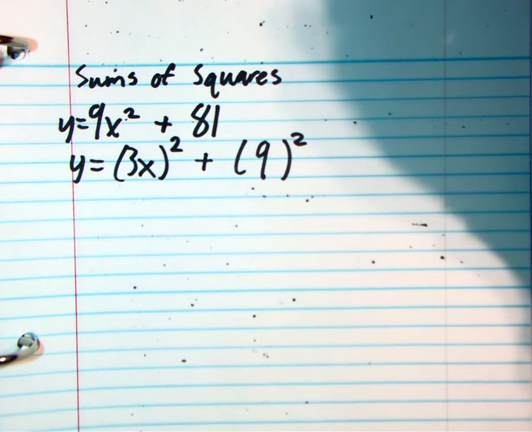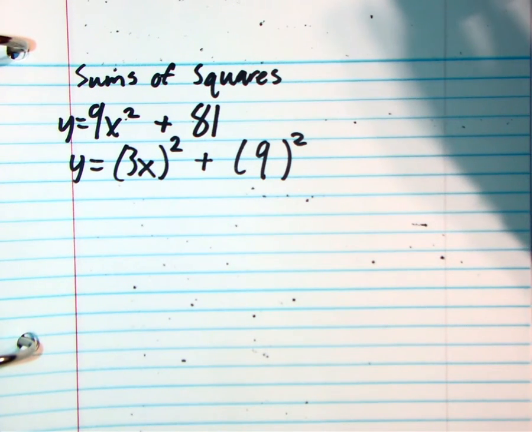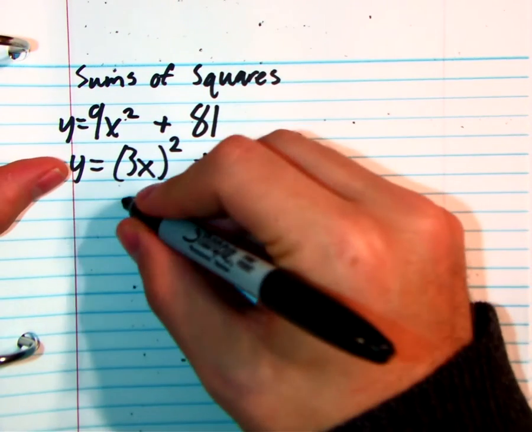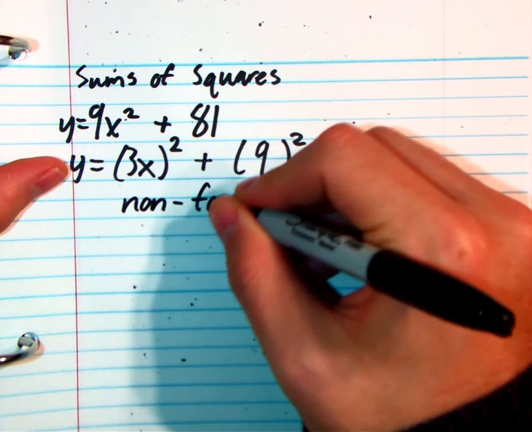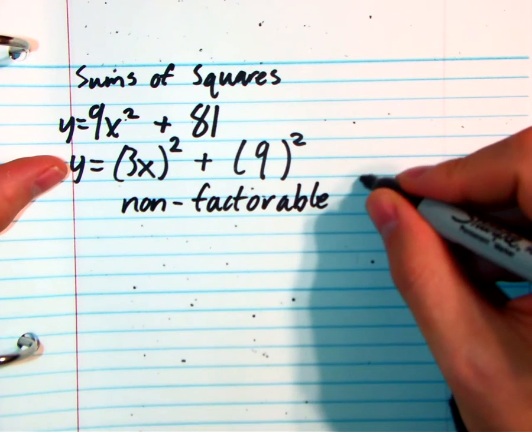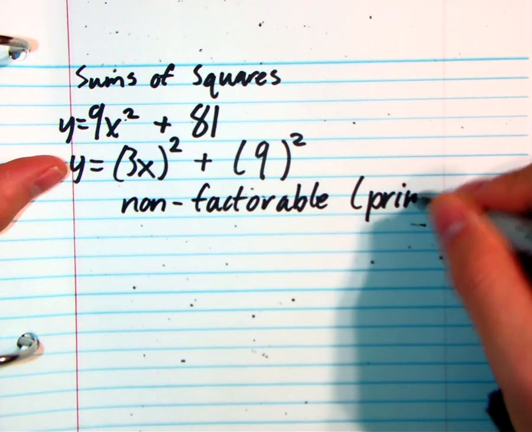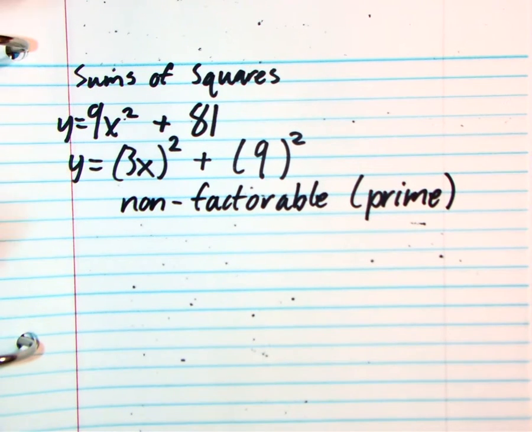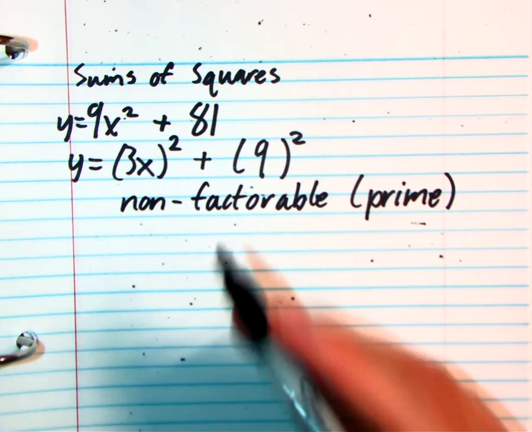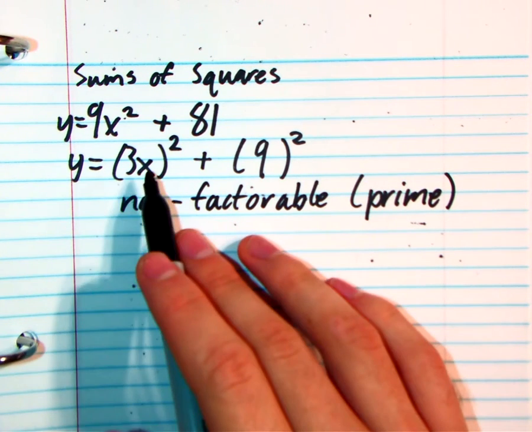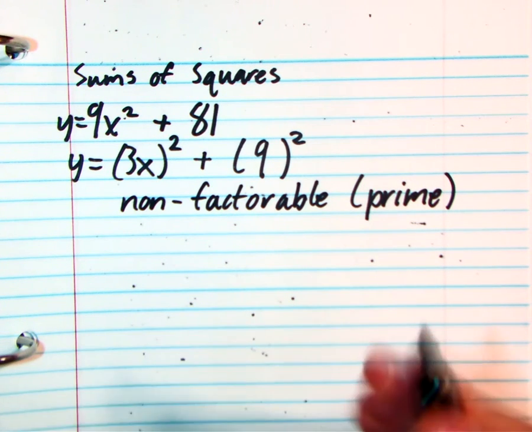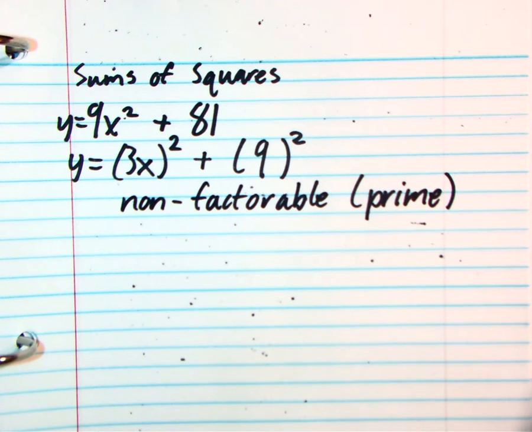Now what we all learned last quarter was that sums of squares polynomials cannot be factored. These are non-factorable. Or another way to put that is to call them prime. Prime means non-factorable. So if we can't factor, how are we supposed to find the zeros of this polynomial? Well, the answer is that you can't, because there are no zeros, no real zeros anyway.